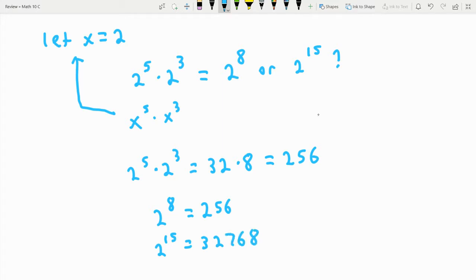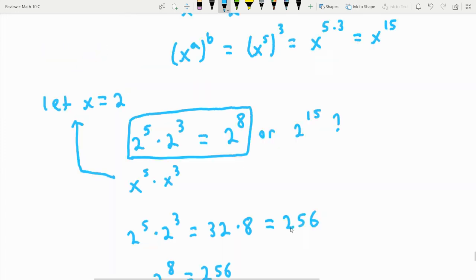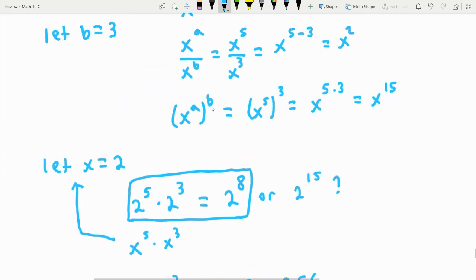And if you wanted to check what 2 to the power of 15 was, that number is 32,768. So just by letting x equal a number such as 2, you can check which law is correct, whether you're using the product law or the power law. In this case, 2 to the power of 8 would be the correct answer. So when you multiply numbers of the same base, you just add the exponents. The only time you actually multiply the exponents together is when you have an exponent outside of a bracket.